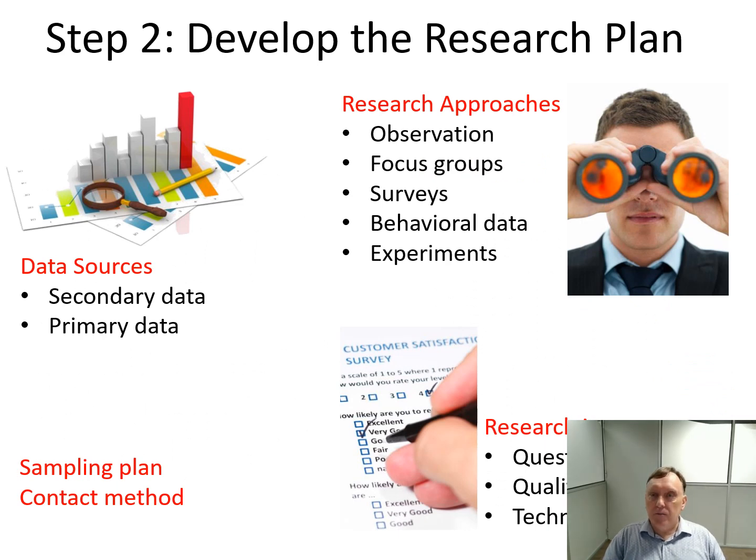Step 2, develop the actual research plan. Where you're going to get the information from, how you're going to do it, what kind of approach you're going to take, and then obviously what kind of research results you're after. In the case of where your sources are: primary data, collected by you yourself, where you have to go out and get the data yourself. Secondary data, the data that is already available, either through government sources, databases, or online.